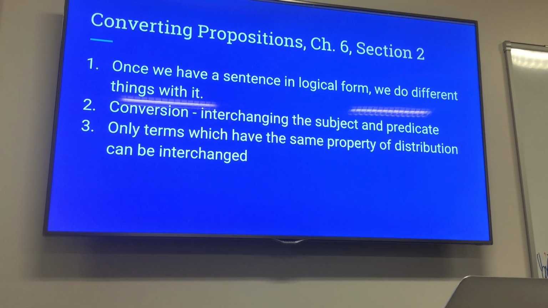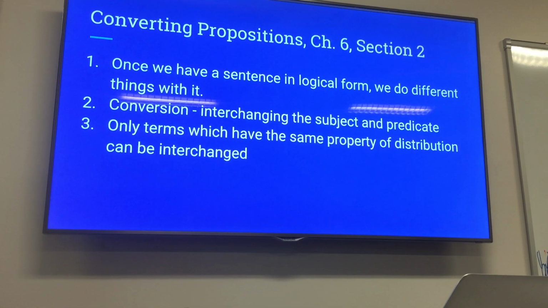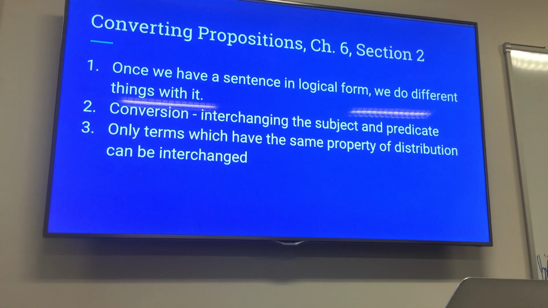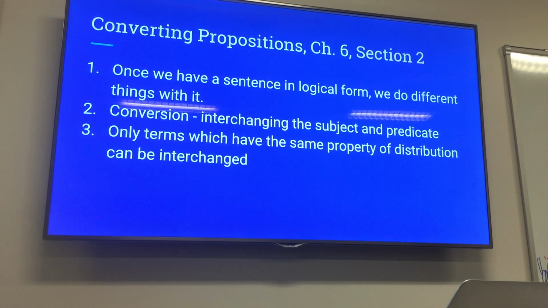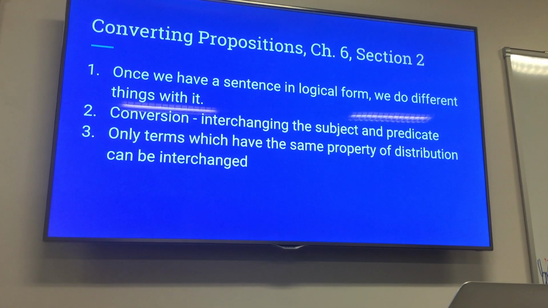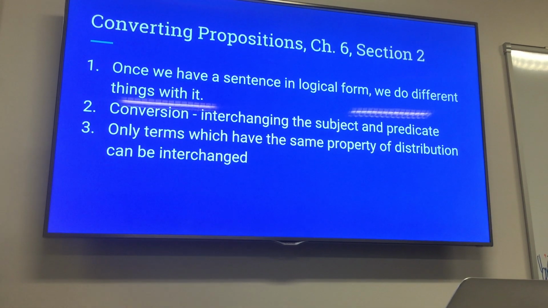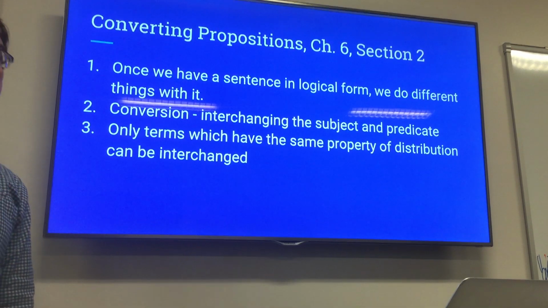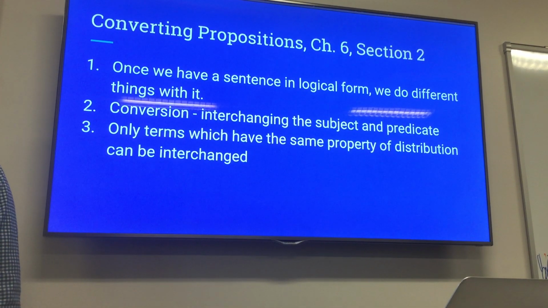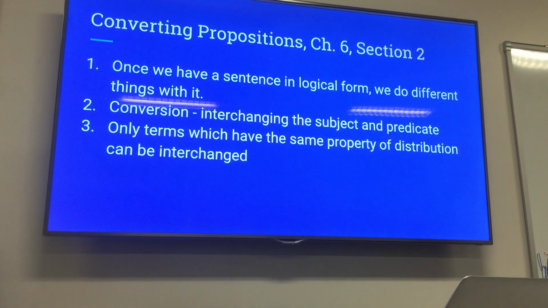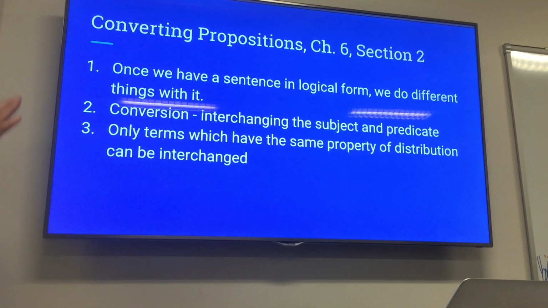But in an A-pattern sentence, subject and predicate have different values in terms of distribution. Subject is distributed, predicate's undistributed. In an O pattern sentence, the subject's undistributed, but the predicate is distributed. So I can't just change those two willy-nilly. But if I have a sentence that says, no cat has a tail, that means exactly the same thing as if I say, no tail is that which a cat has.